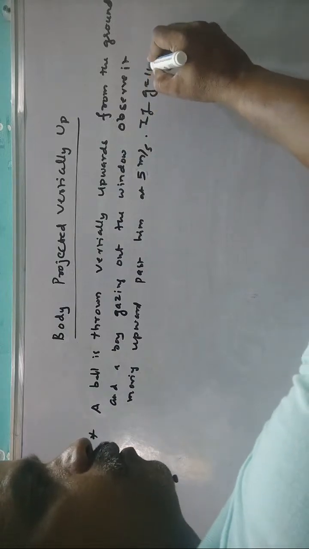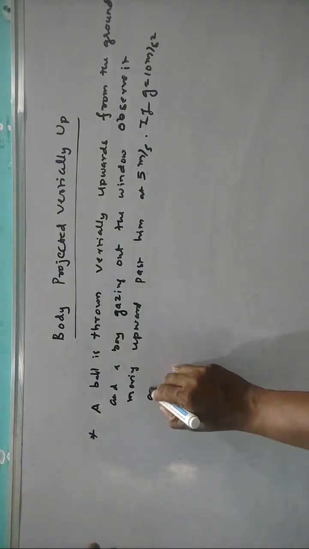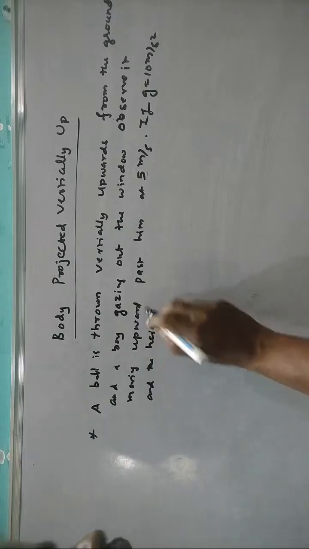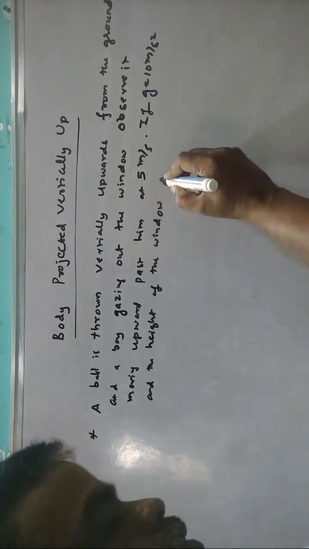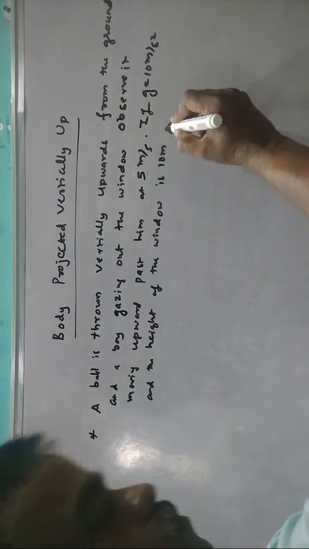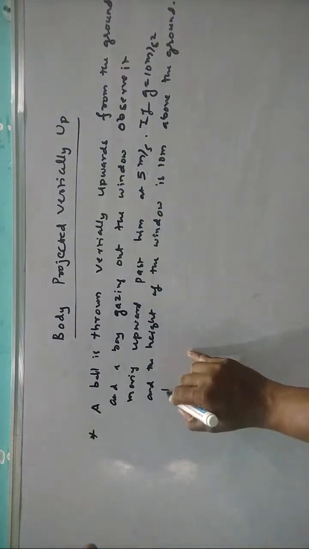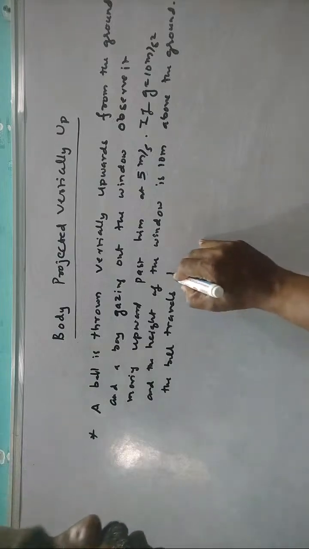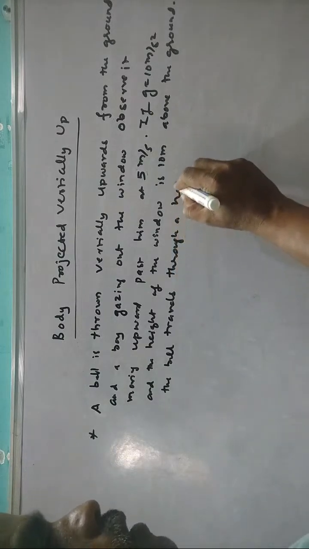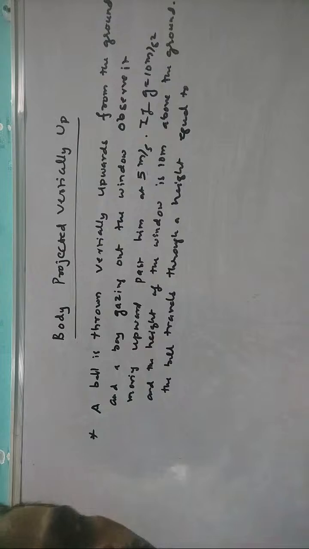If g equal to 10 meter per second square and the height of the window is 10 meter above the ground, the ball travels through a height equal to. So this is a question.